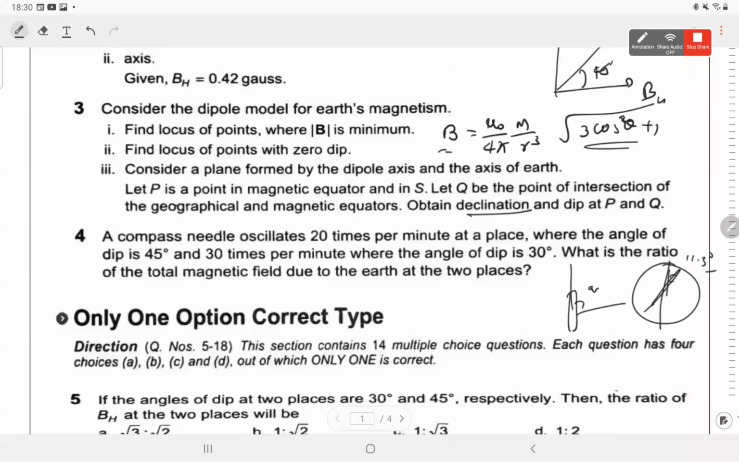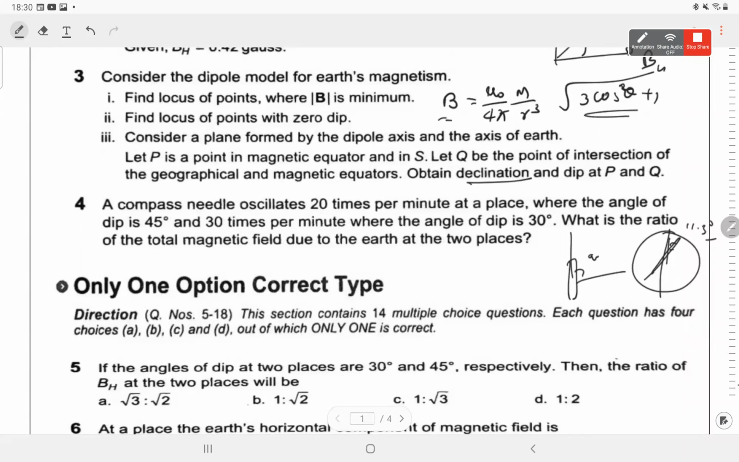A compass needle oscillates 20 times per minute at a place where the angle of dip is 45 degrees and 30 times per minute where the angle of dip is 30 degrees. What is the ratio of the total magnetic field due to Earth at these two places? Question number 4. The time period of oscillation of a compass when we keep it horizontal is equal to 2 pi √(I upon m times BH), and BH is equal to B cos delta.